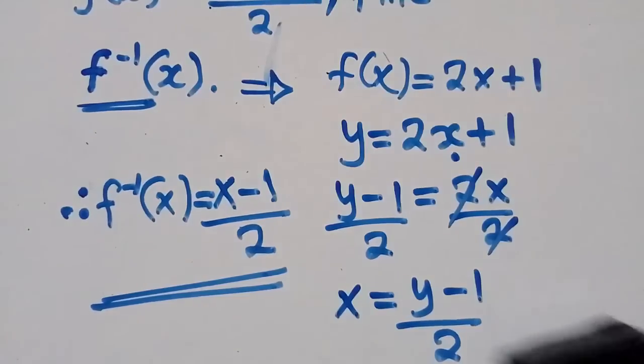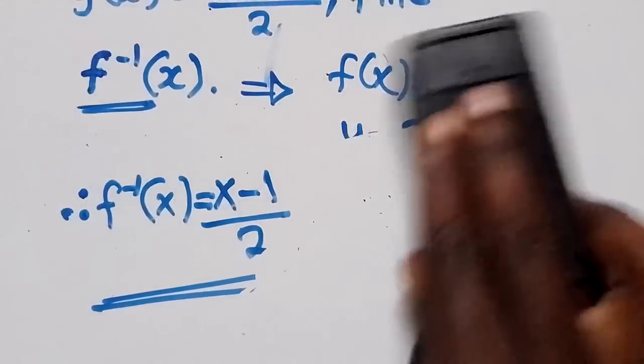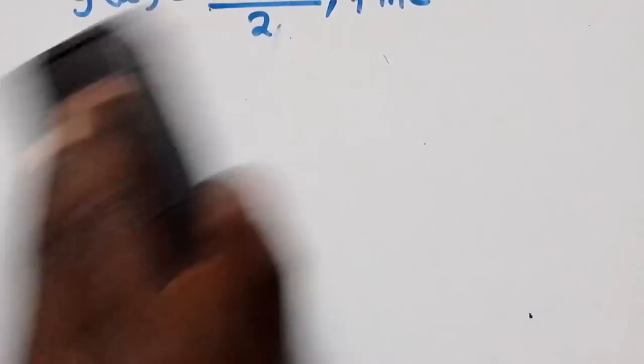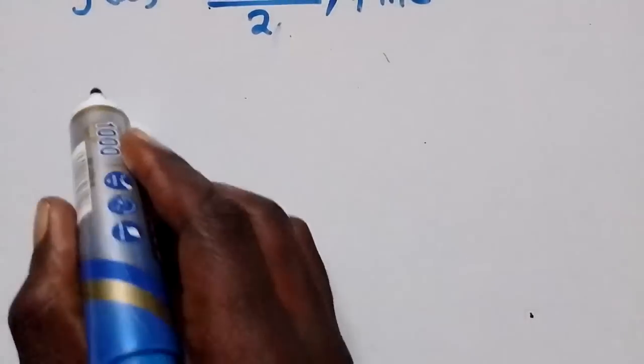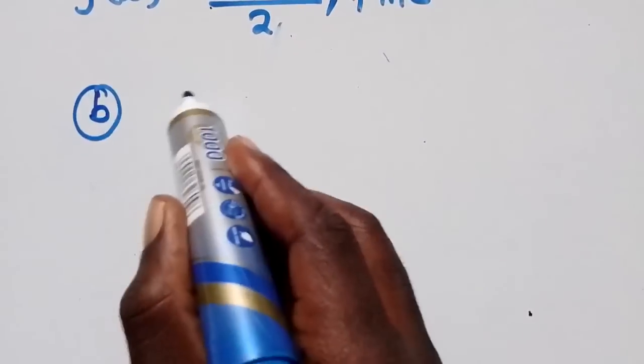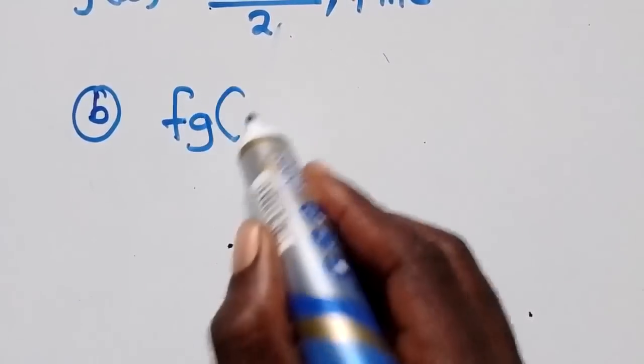Okay, so we move to part B now. Hope you've understood this one. Part B, what are we told? Under part B, we are told to find fg of x.